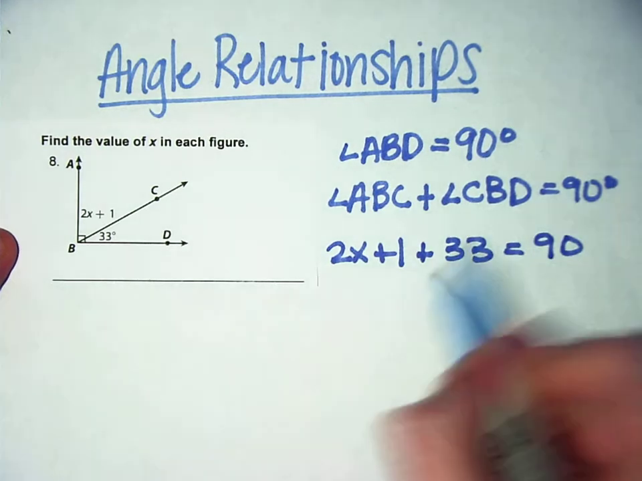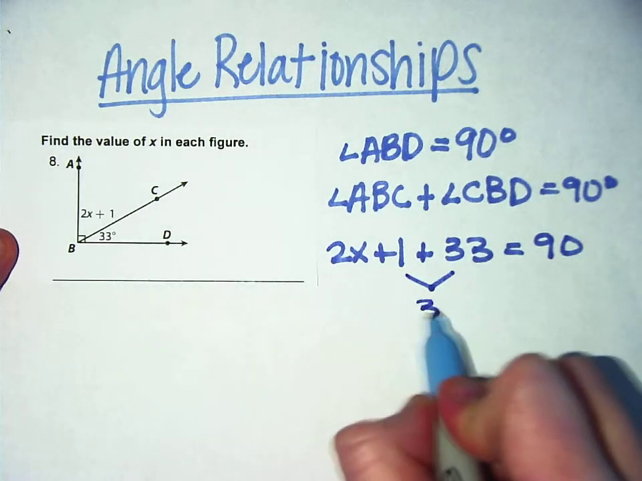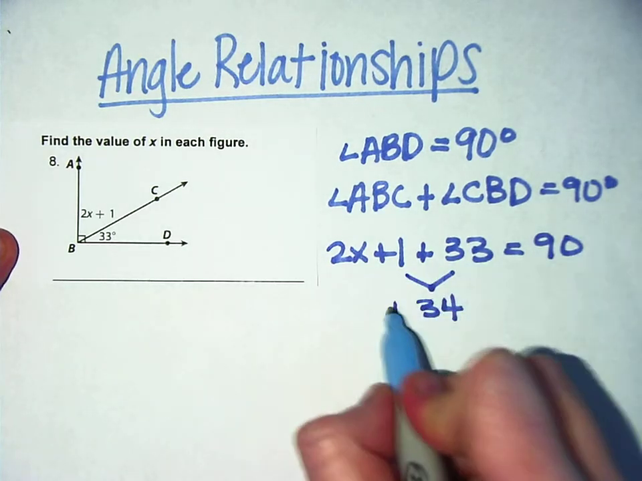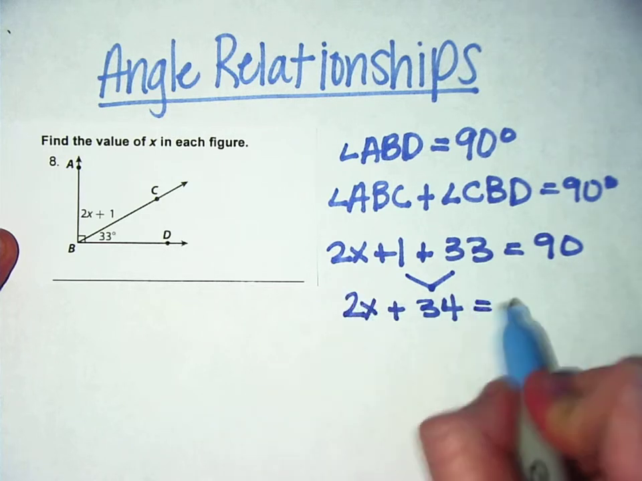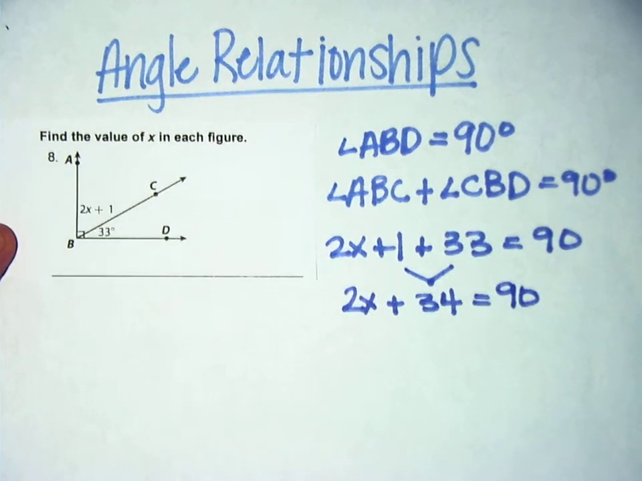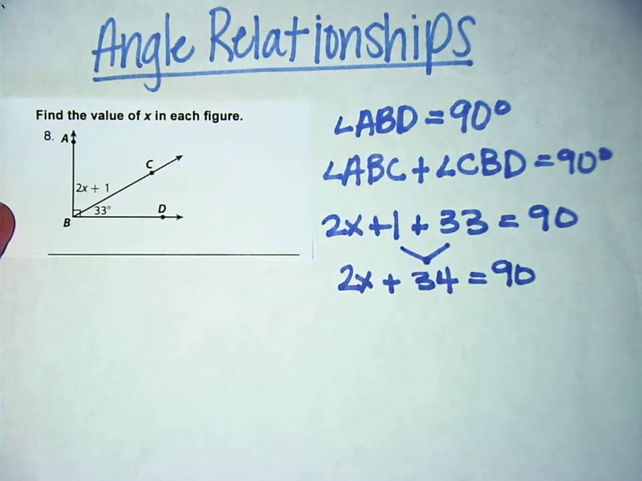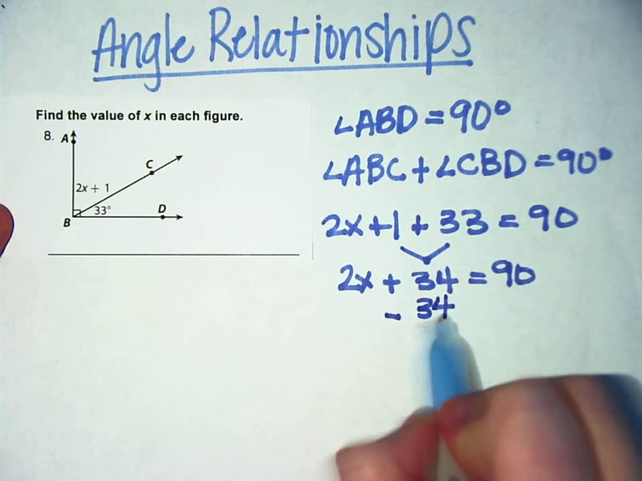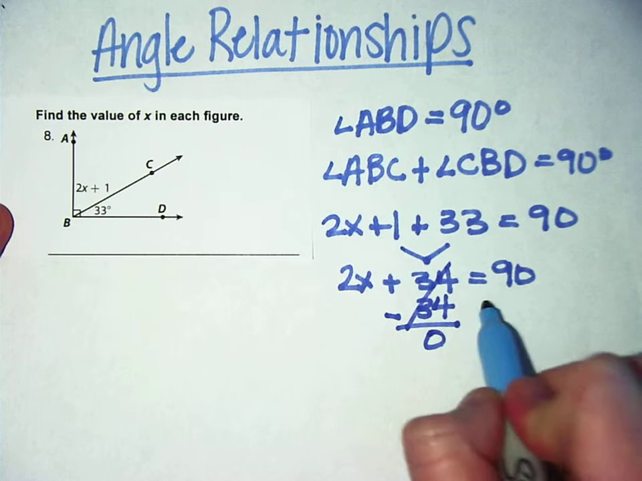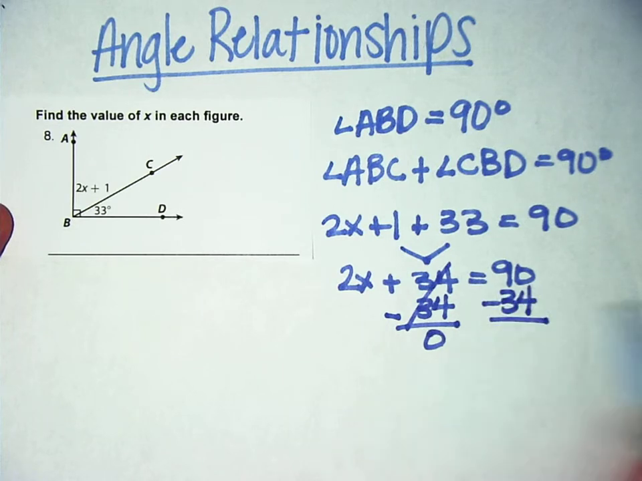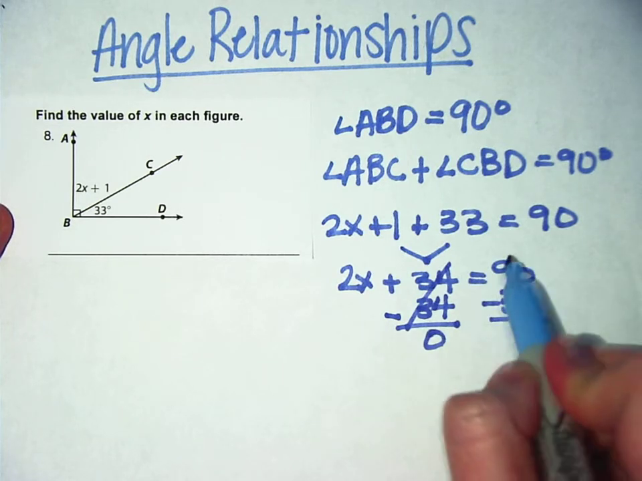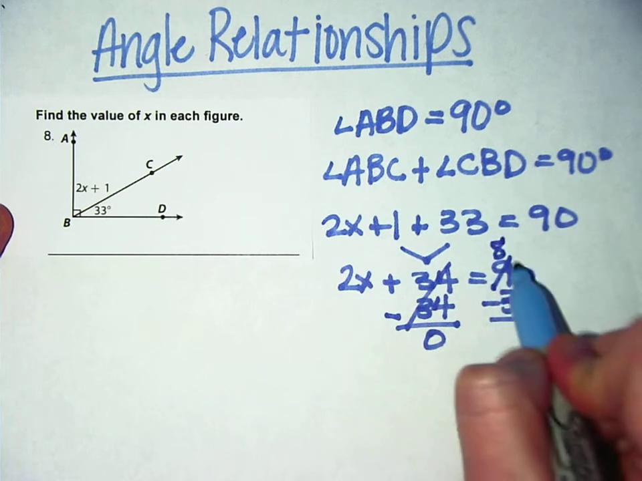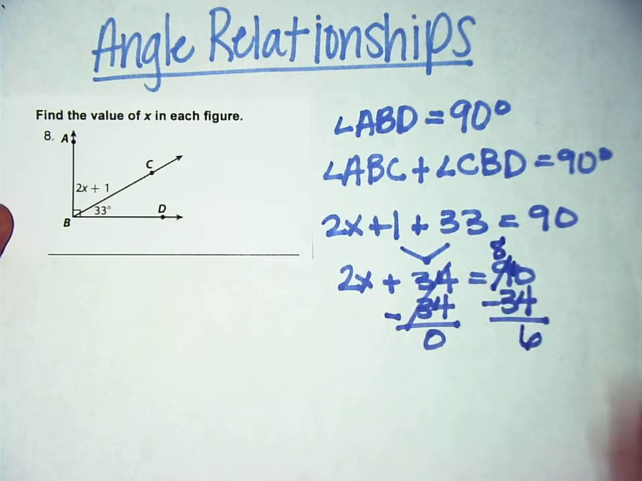And now we're just going to solve. We can add 33 plus 1, which equals 34. Bring down our 2x, and then that equals 90. And now we're looking at a typical two-step equation. So we want to do addition or subtraction first. So we're going to subtract 34 from both sides. We can't take from 0, so we're going to borrow from the 9. 10 minus 4 is 6, and 8 minus 3 is 5.